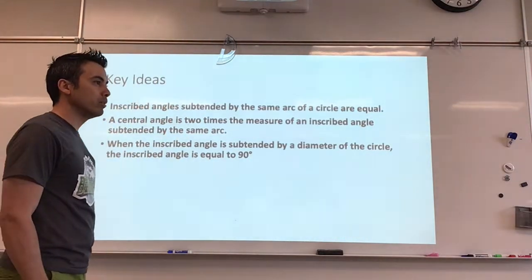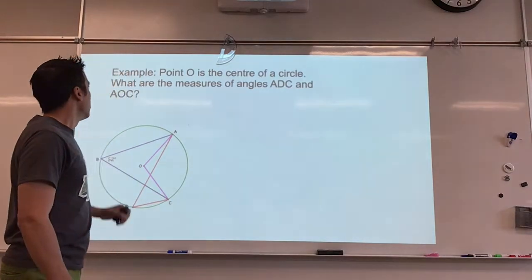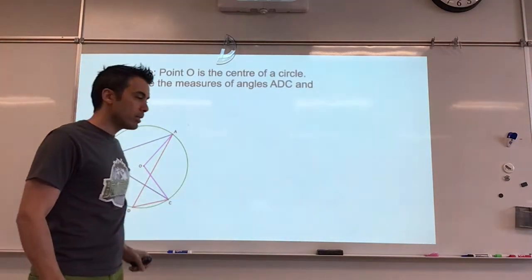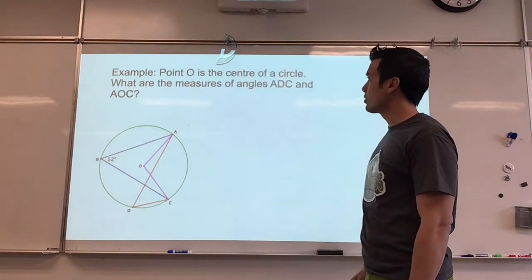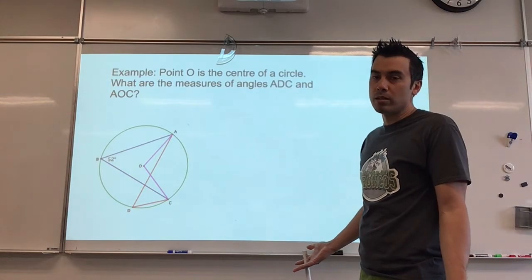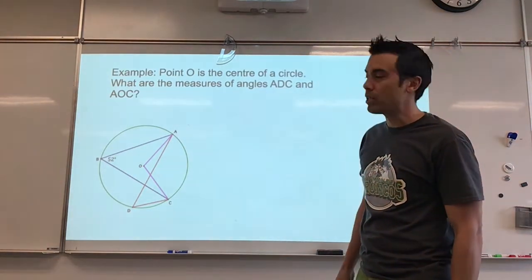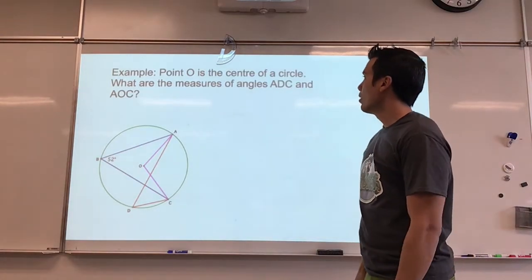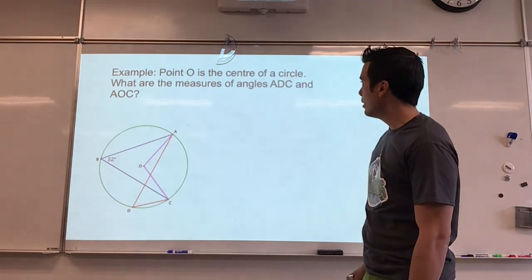So hopefully you now have a handle on all of our key ideas. Okay, let's take a look at two examples. Number one, point O is the center of a circle. That's usually good information to know, because then we know we're dealing with a central angle and we can use that property. What are the measures of angle ADC and angle AOC?